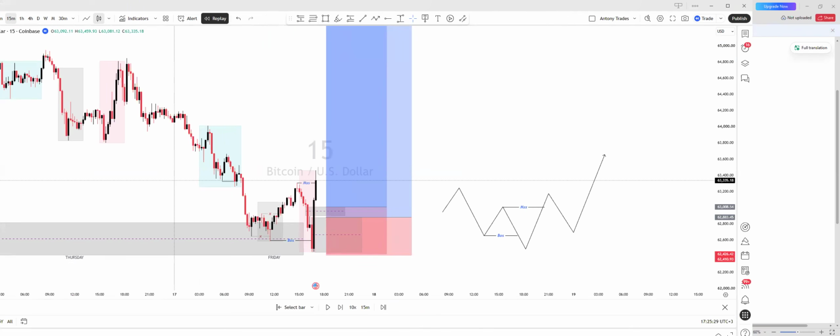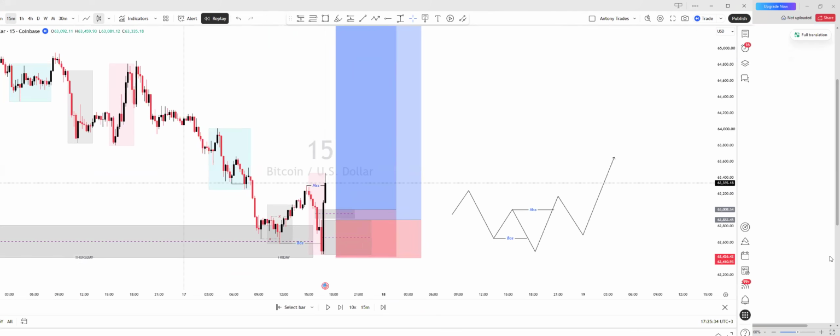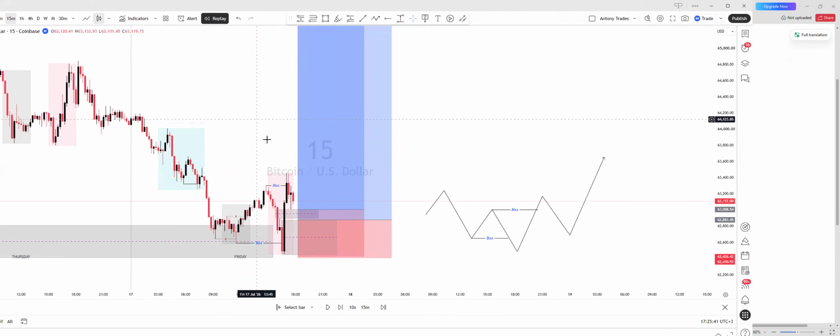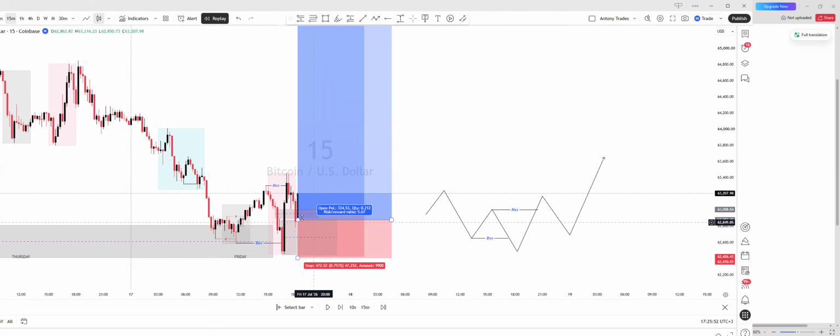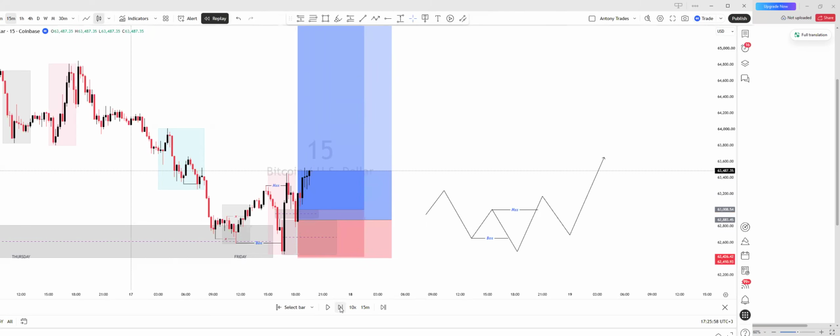Let's see how this one played out. I'm going to play. See now, the market is coming back. Have we been activated? Not yet. Now, both entries have been activated. The one you took on the inversion fair value gap is active, and the other one that you took from the order block is also active. Now let's play and see how this trade played out.